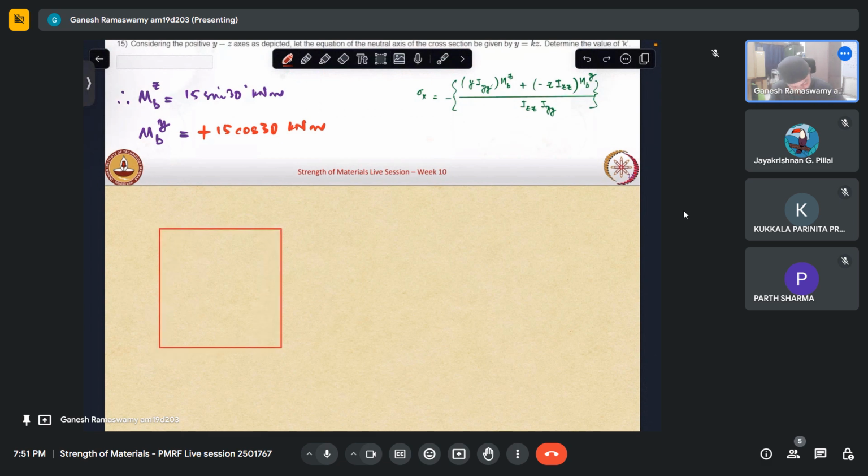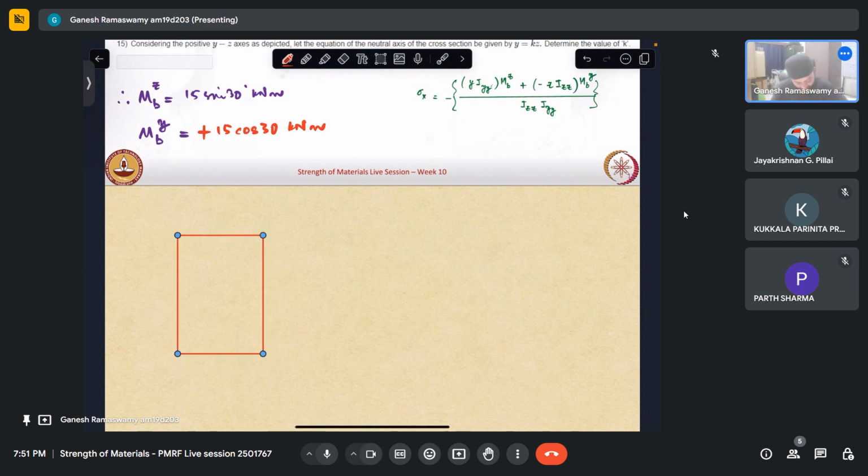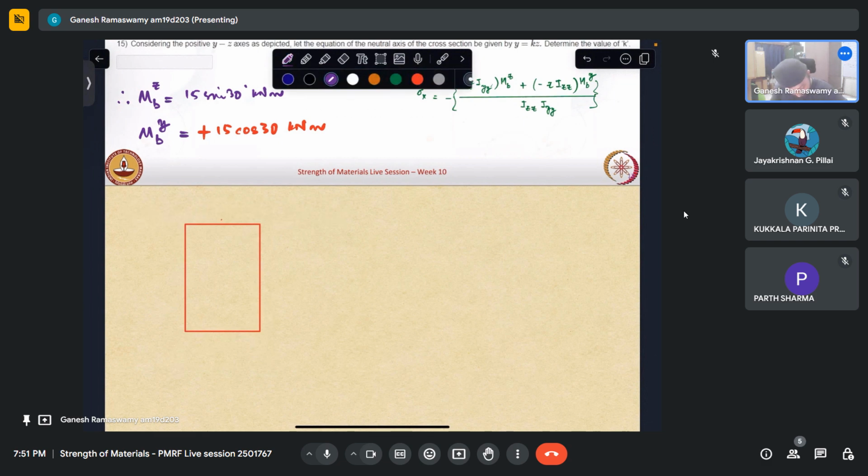Yeah, so we are looking at the cross section like this. We have the load applied, one of the loads applied like that, and the other load applied like this. So this creates a bending moment like that, and this one creates a bending moment like this. So we have both moments acting like that.